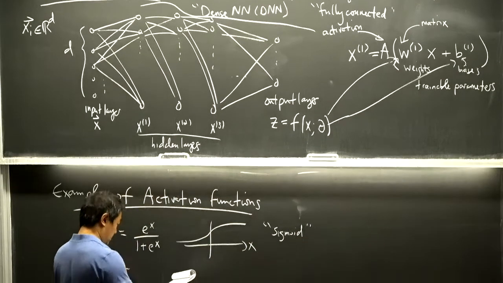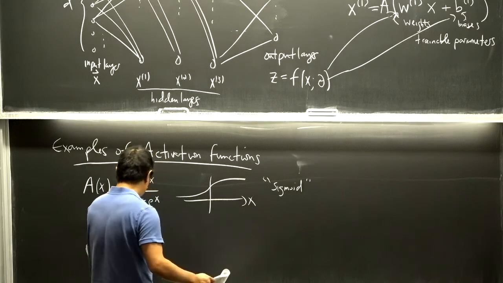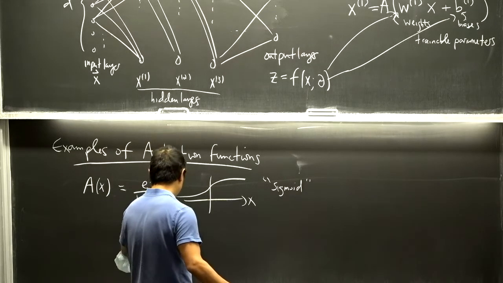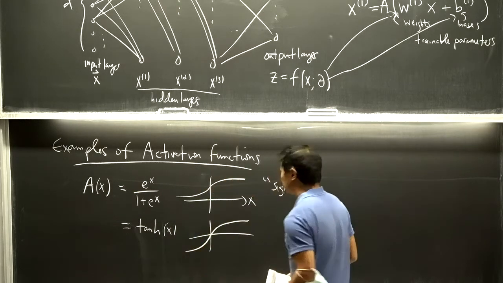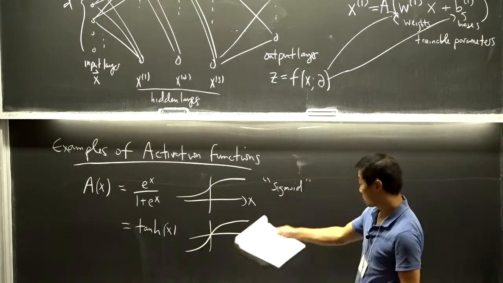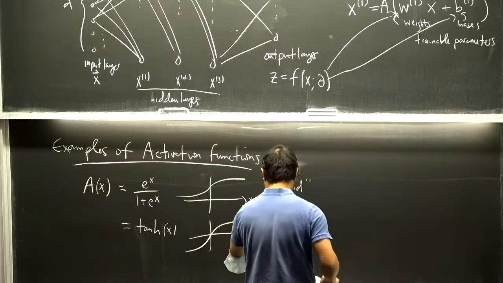Another one, which is closely related, is the tanh, which is basically the same thing as the sigmoid, except it goes from -1 to 1. Okay, so this is the tanh activation.